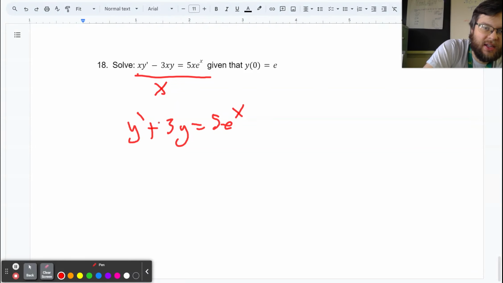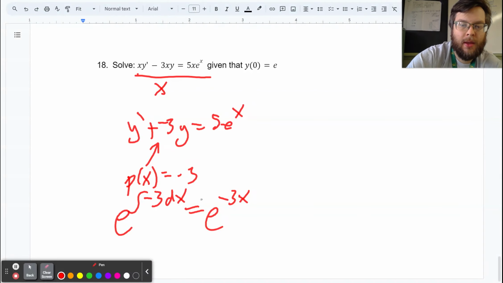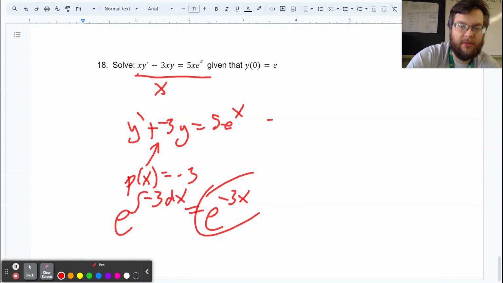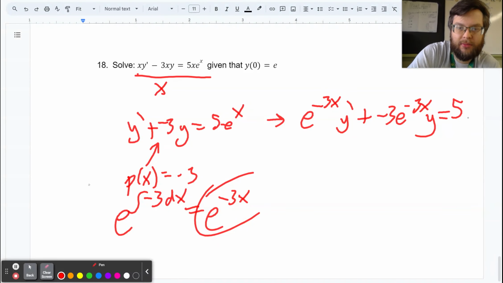Identify that this is written in standard form and that your p of x is negative 3, meaning your integrating factor is e to the integral of p of x, so it's e to the negative 3x. Multiply everything by your integrating factor, so you have e to the negative 3x y prime plus negative 3e to the negative 3x y equals 5e to the negative 2x. Because when you multiply two exponential functions, you add their powers.